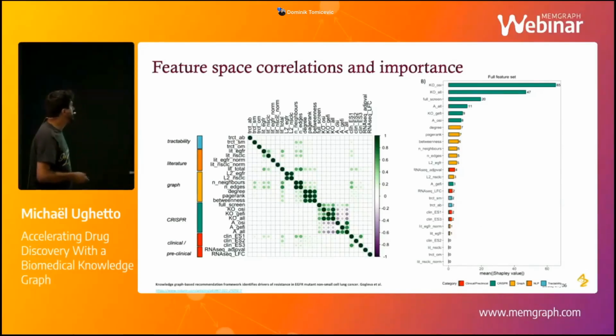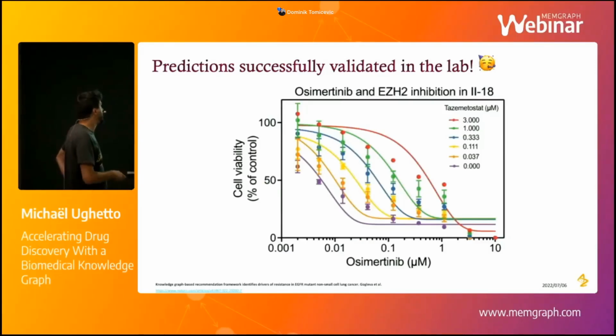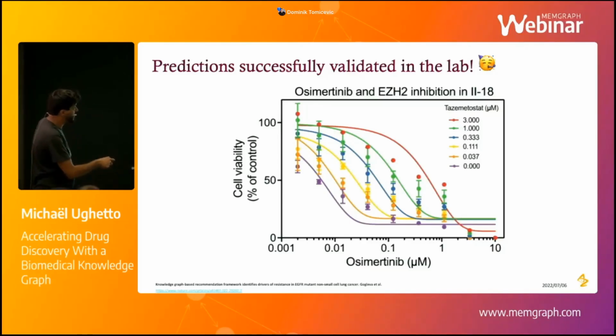So for us, that was definitely a win. And then they checked in the lab, and it turns out that osimertinib is the name of this drug we have that is inhibiting EGFR. And if you check how much of the cell survives as a function of the dose you treat them with, the more you inhibit this gene we suggested, EZH2, the more the cell is going to resist your drug.